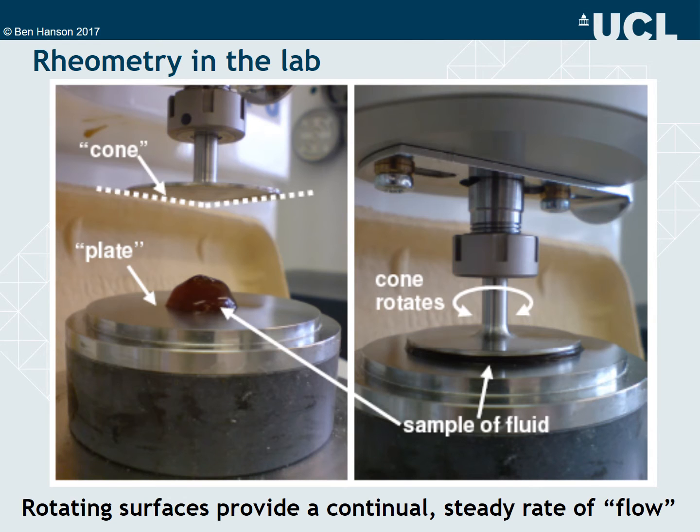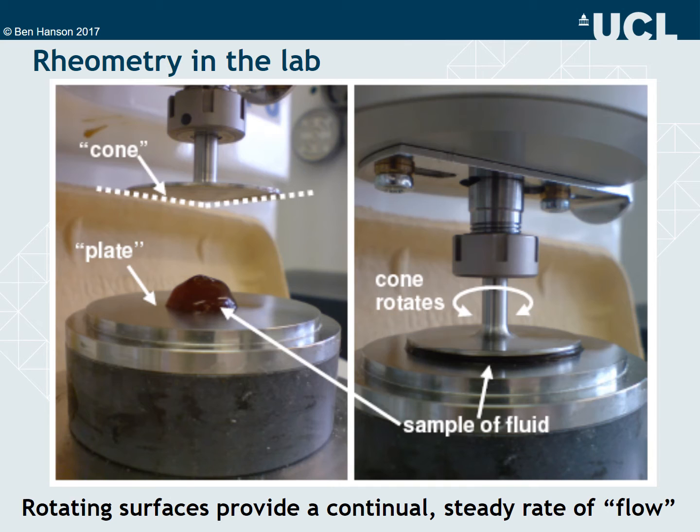Maybe that's easier to visualize looking at the actual test equipment. This is a rheometer, and you take a small sample of the fluid, 1 milliliter here, and hold that between 2 surfaces, one with the shape of a cone and one with the shape of a plate. Now as the cone rotates, that creates a steady rate of shear. Remember that sliding of layers of the fluid. Steady rate of shear throughout the fluid.